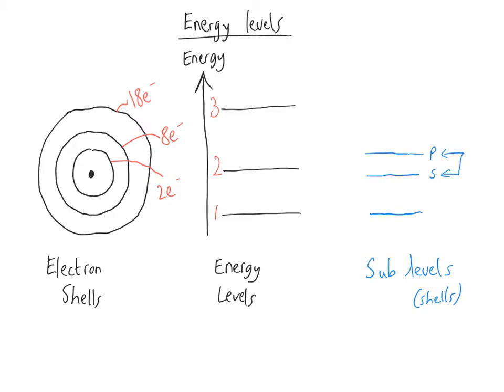The electrons in the third energy level aren't all the same either. We've actually got 3 sublevels on here. We've got the S, we've got the P, and we've got the D sublevels on there.